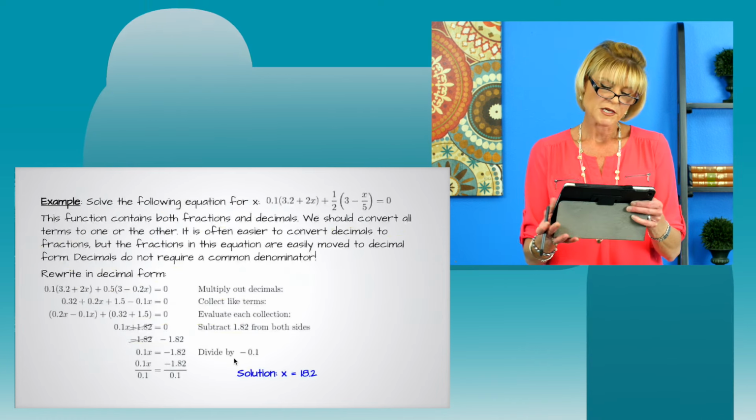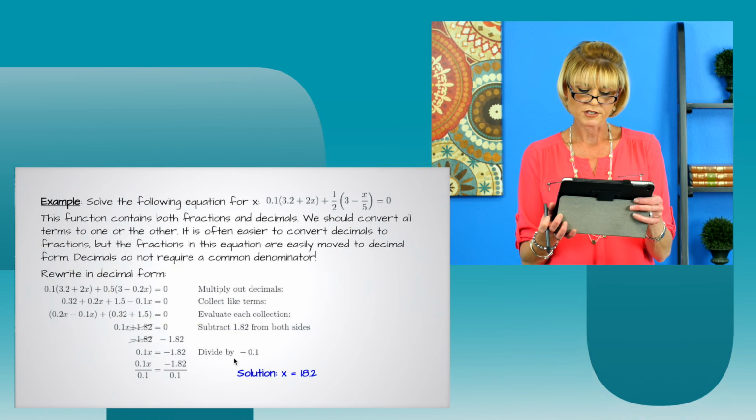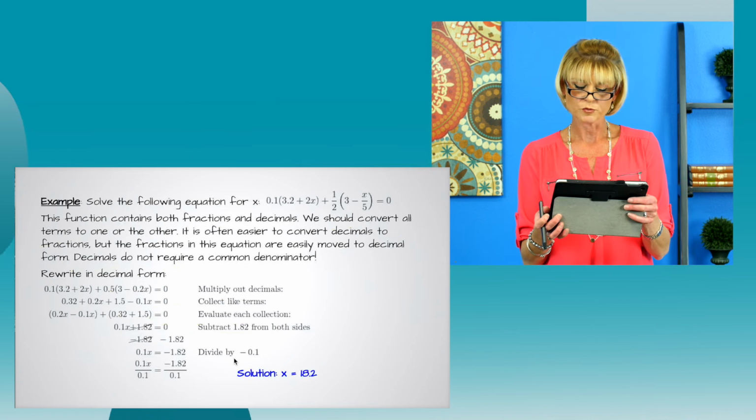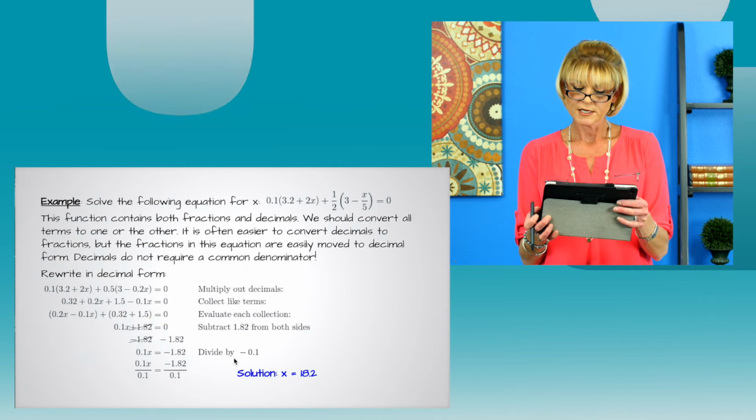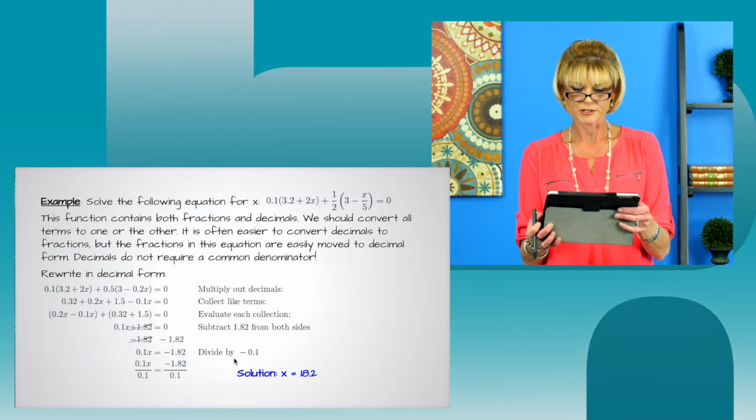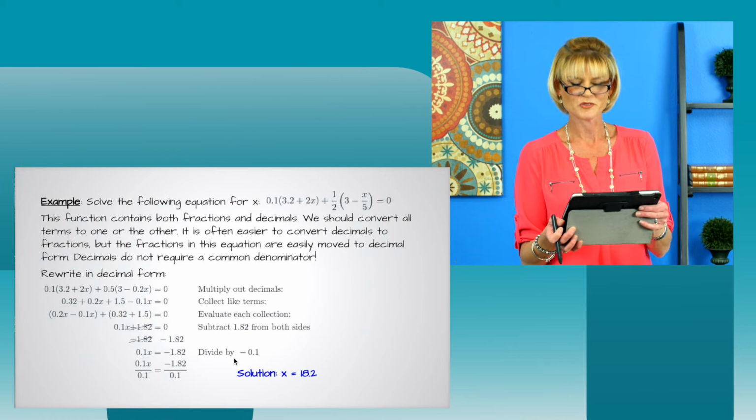Another example here. Solve the following equation for x. 0.1 times (3.2 plus 2x) plus 1/2 times (3 minus x) over 5 equals 0. Long one. Again, don't get intimidated. Just use the same steps.